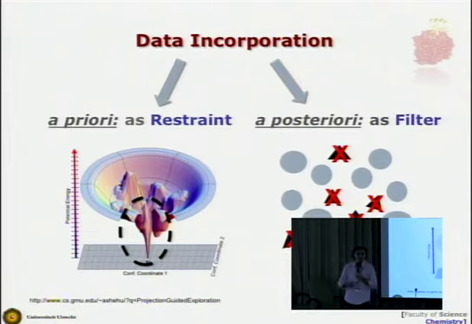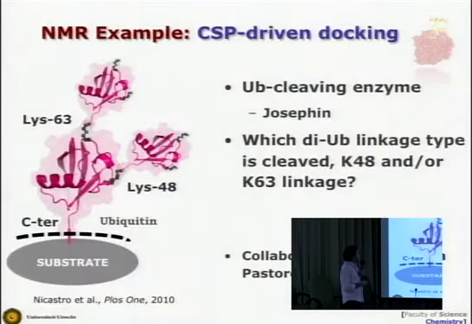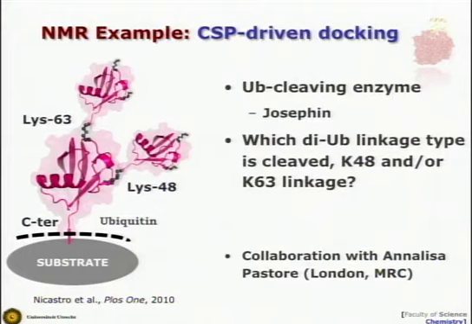You just need to calculate the fit, basically. So let's see one example of basically an illustration of using experimental data to drive the docking. And that's an NMR-based example. It's a collaboration with Annalisa Pastor in London, where we're looking actually at polyubiquitin chain.